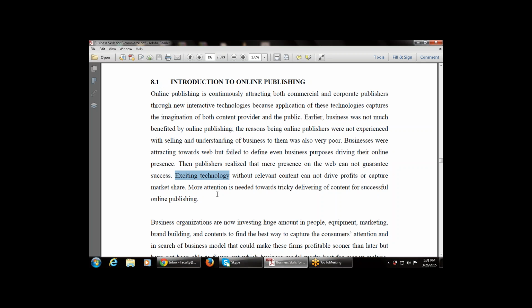That is, more and more attention is being given to the delivery of products, meaning the delivery of various content for online publishing. That is, what type of content you publish over the internet for the customers.